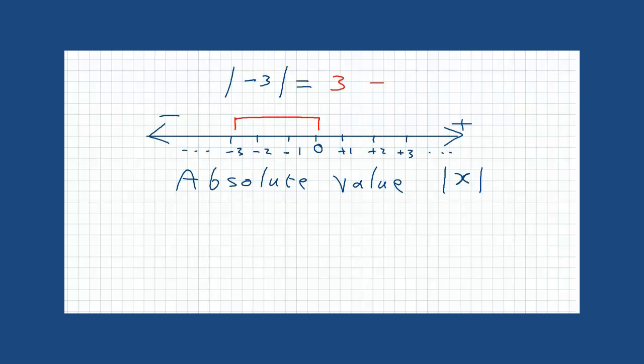Or we can write it as +3. The same if we said absolute value of +2. This means the distance between +2 and 0, which is equal also to 2. So, absolute value of a number is never negative.